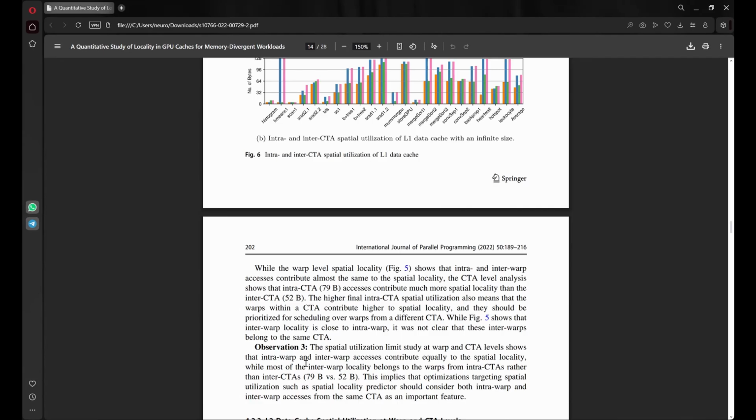So when you have a spatial locality predictor, you're going to want optimizations that target both intra-warp and inter-warp axes, but you should look at these axes within the same CTA. Threads within the same CTA should be prioritized before executing threads from a different CTA, because you're going to see greater spatial utilization, or a better measure of spatial locality, from threads within the same CTA. Does that make sense?